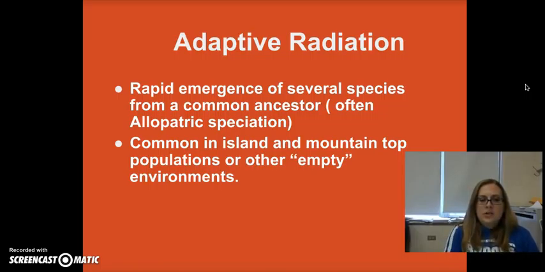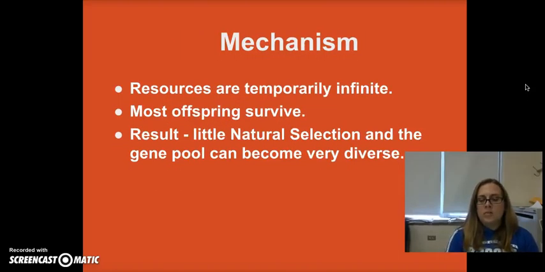Adaptive radiation is when you have a rapid emergence of several species from a common ancestor. A lot of times this is happening through allopatric speciation. This is really common in islands or mountaintop populations or any environment that is considered empty. So if there were some natural disaster that kind of cleans an area out, it might be empty, and so now new individuals and new populations can migrate in, and this is really good for adaptive radiation.